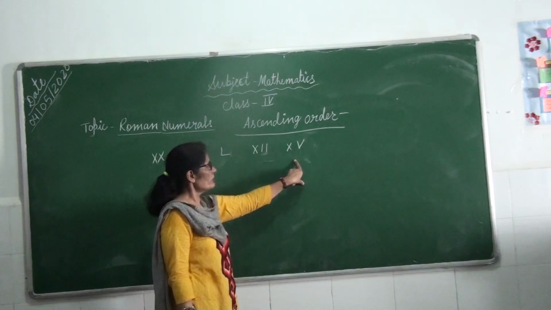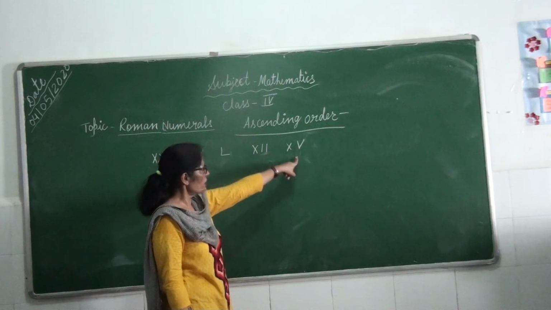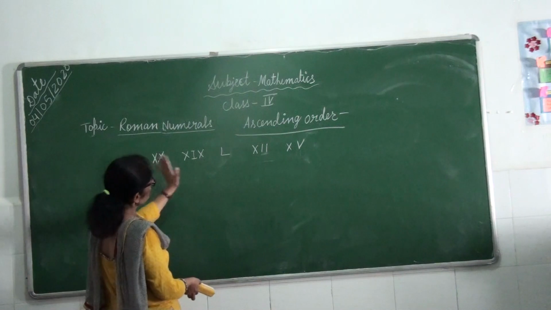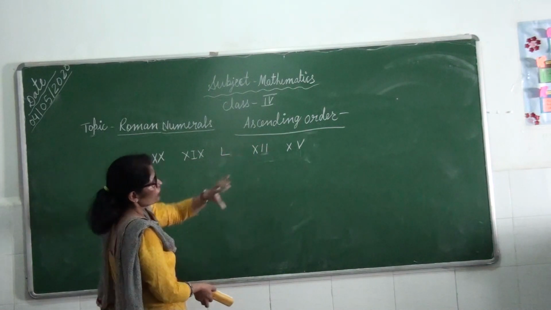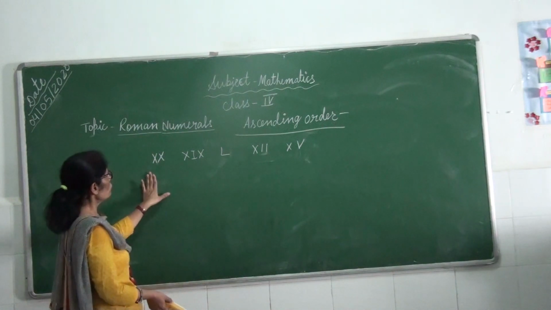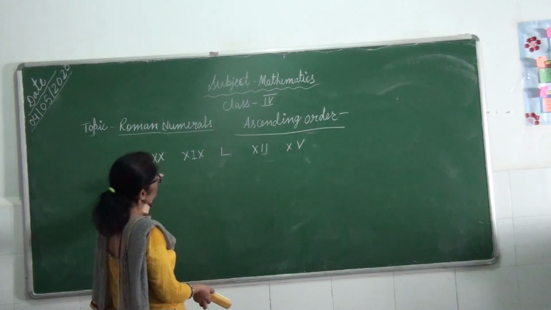Which number will come first? We have to write the first number. After that, we can place all the numbers. So you can see we have to write in ascending order. Smaller numeral will come first. सबसे पहले कौन आएगा? Smaller numeral. So which is the smaller numeral?